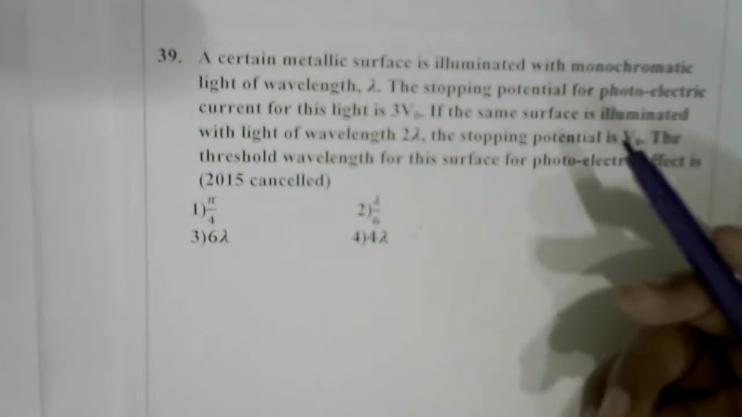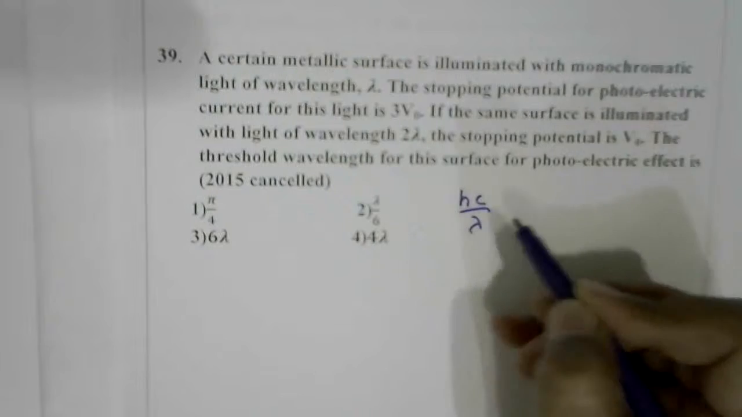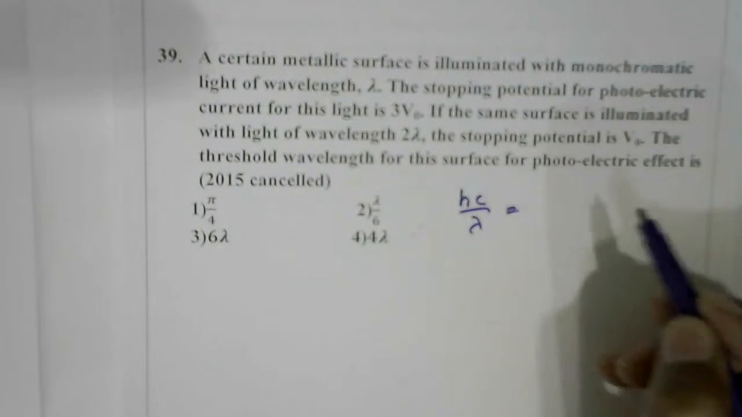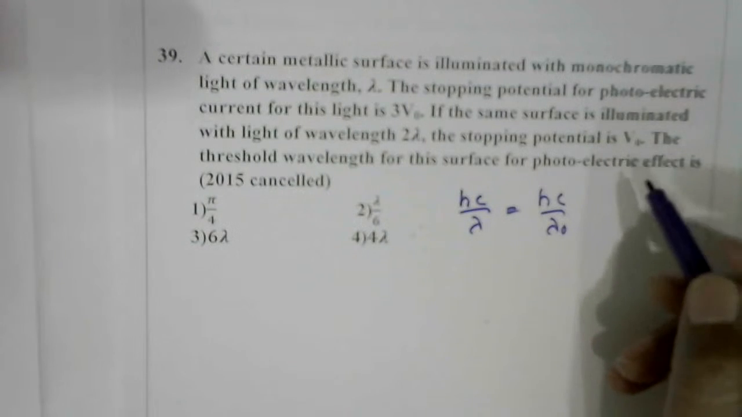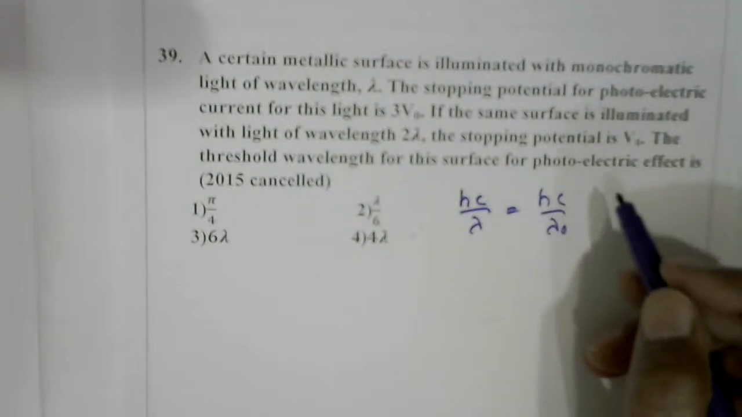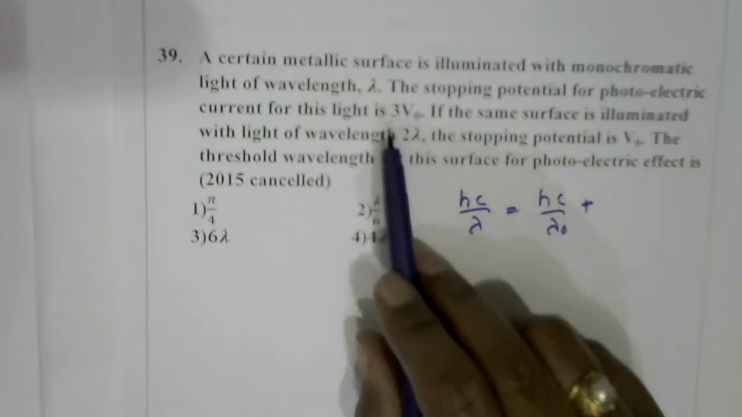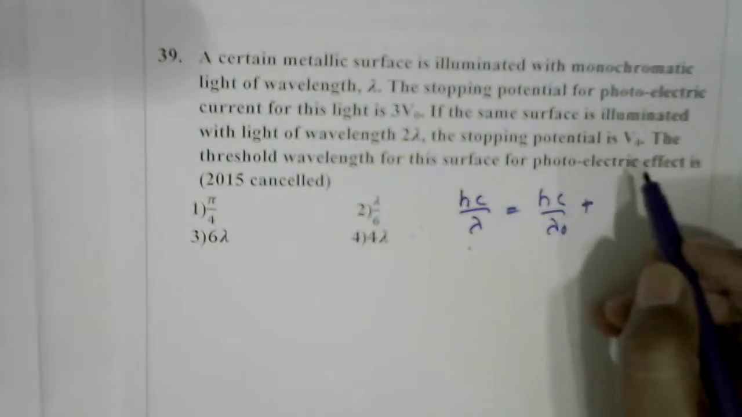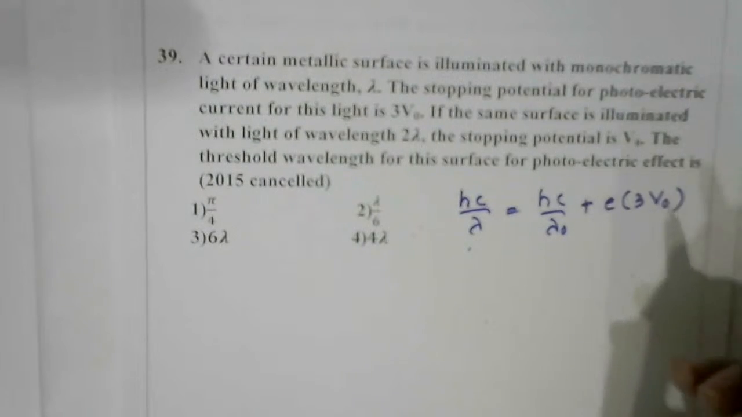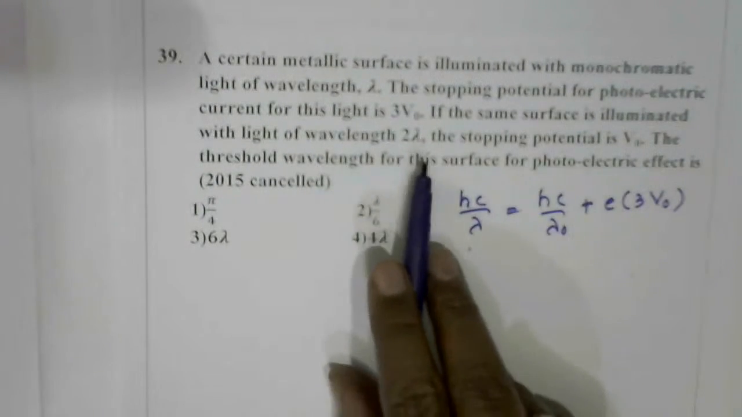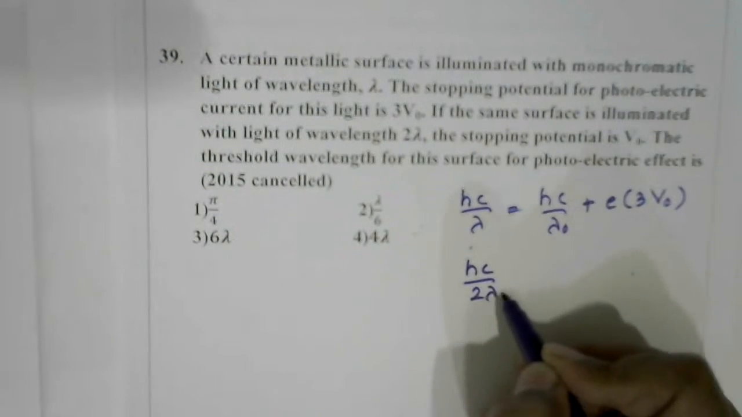So again a simultaneous equation you have to work out. So one round you are having is Hc by lambda will be equal to Hc by lambda naught. It's similar to the previous one. I can skip, I think, I'll just write the statements. Plus, first round you have got stopping potential as what? When the lambda was used, it was 3V naught. So E into 3V naught I can write. In the second case, you are having V naught. So Hc by, so understood here.